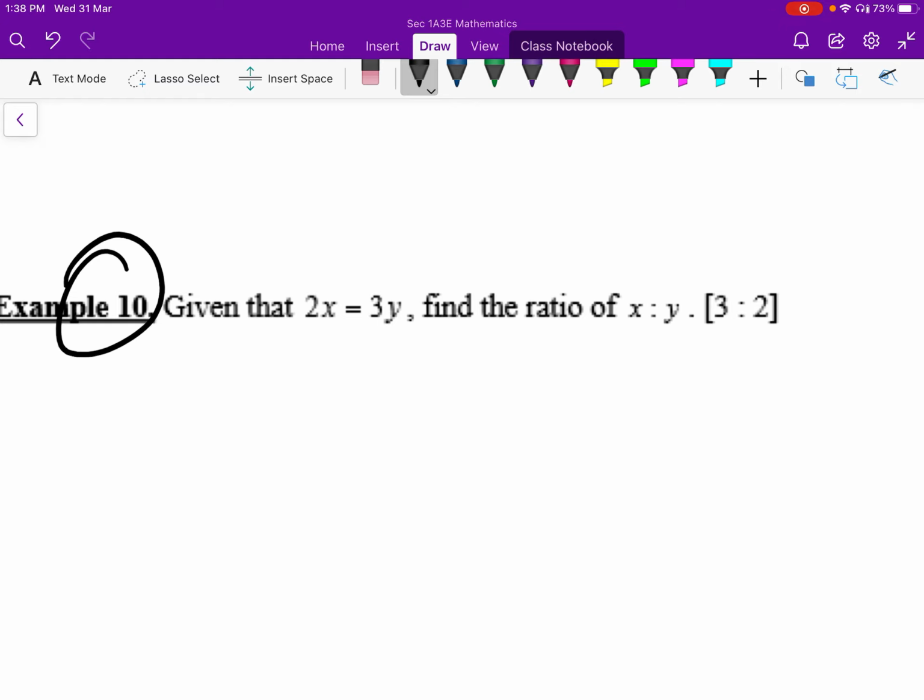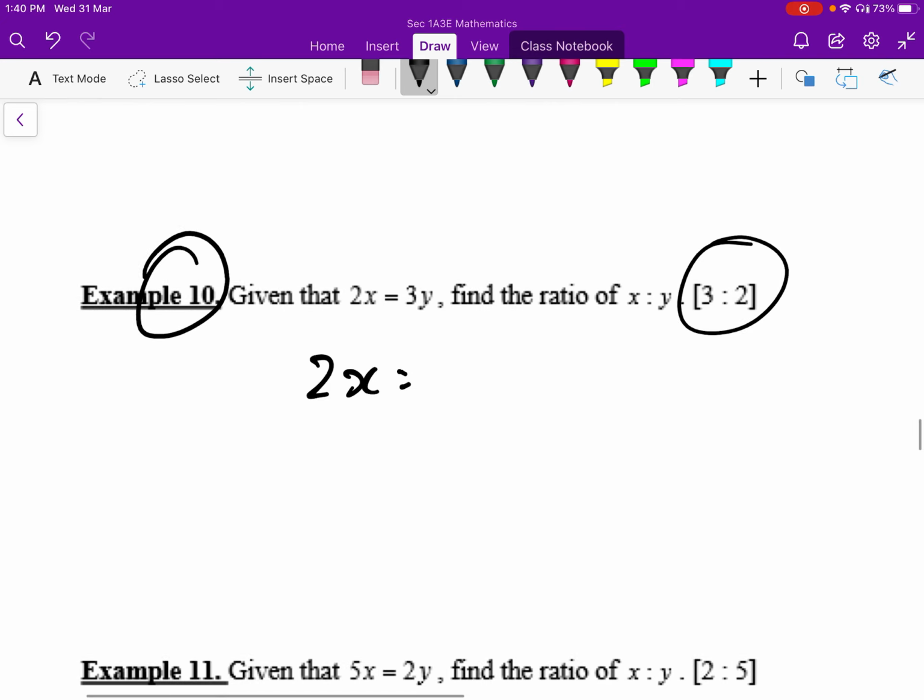2x equals 3y. What is the ratio of x to y? The answer is given to you. I want to see how you're going to present it. Anybody started off by writing this, 2x to 3y? Anybody? Wrong already. They didn't say 2x to 3y. They said 2x equals 3y.